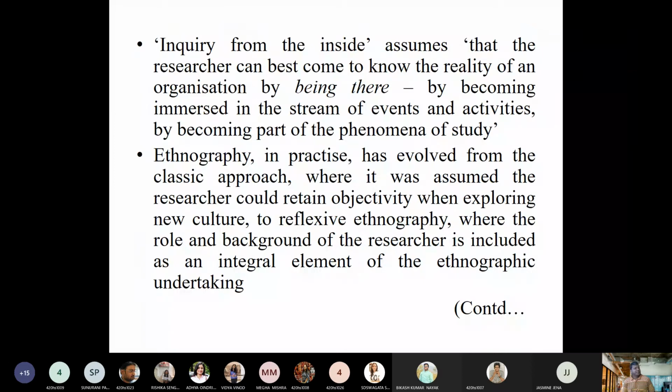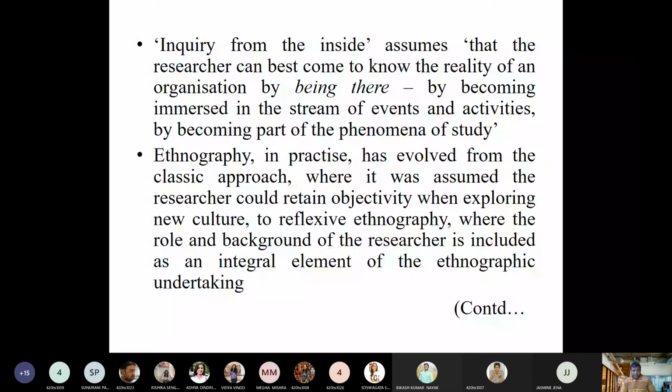When the researcher always feels himself or herself to be an insider, while doing ethnographic research, I am inquiring from the inside about what exactly the reality in the field is. I try to collect as much information as possible related to different events and activities, becoming a part of this community. Because unless I become a part of that community, I cannot go more in depth and collect as much information.